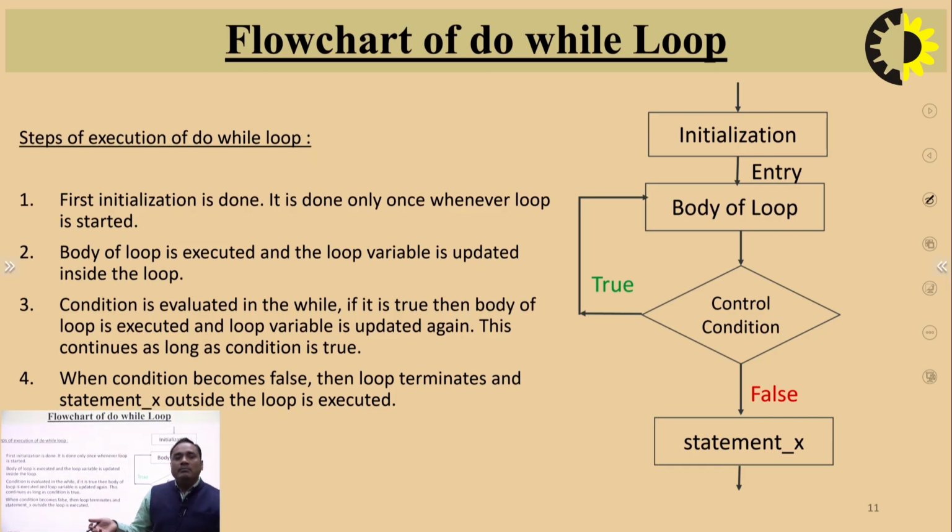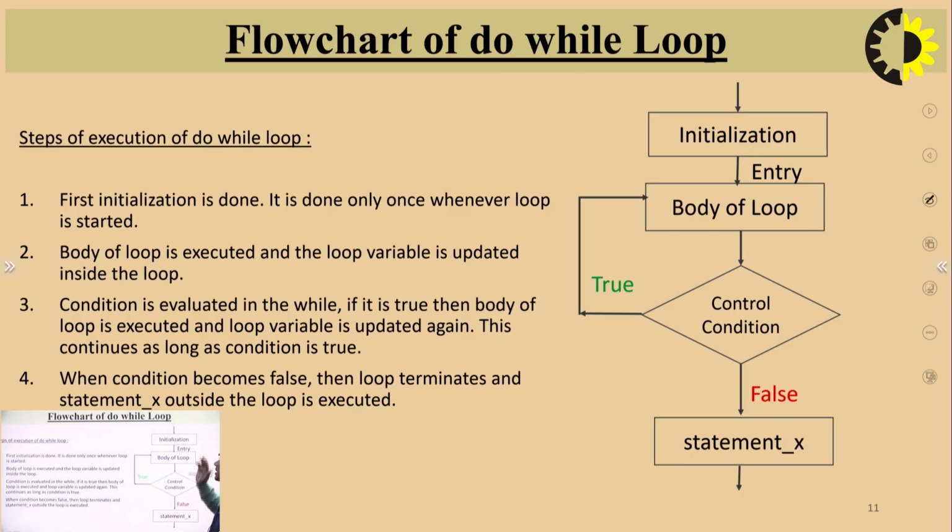In the second part, the body of the loop is executed and we update the variable. Now what about the third part? In the third part, the condition of the while loop is evaluated. If the condition is true, then you move to the next statement and you get the result. If the condition is false at the end, then you do not get the result. So this is the working flow chart of the do while loop.